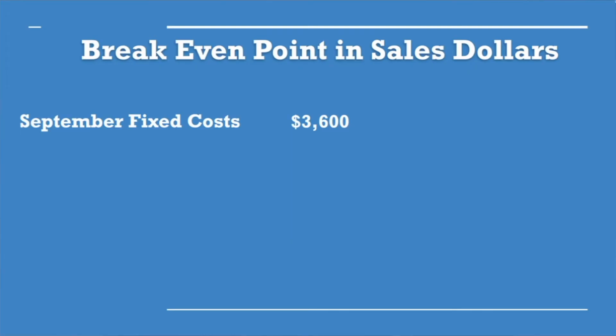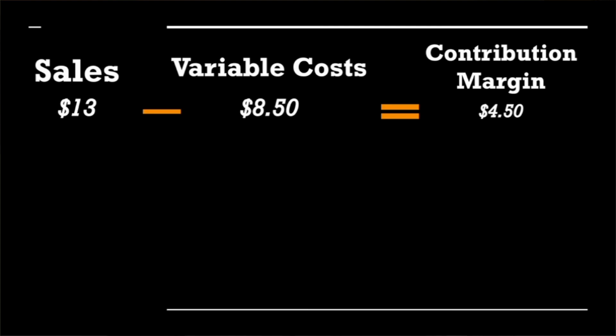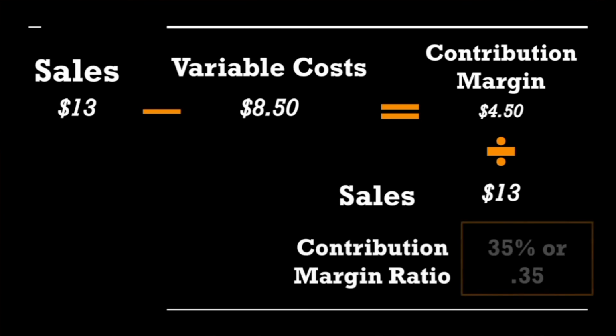Now let's say that Danny wants to figure out how much in sales dollars are needed to cover all of their costs. So this is called the break-even point in sales dollars. Now from before, we know that our fixed costs in September are $3,600. And now we are looking for something called the contribution margin ratio. In our contribution margin formula, the ratio looks like this. We take our contribution margin of $4.50 and divide it by our sales per plate of $13. And we get a contribution margin ratio of 35% or 0.35.